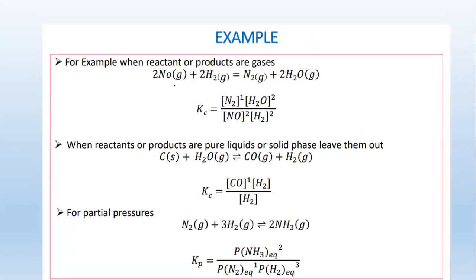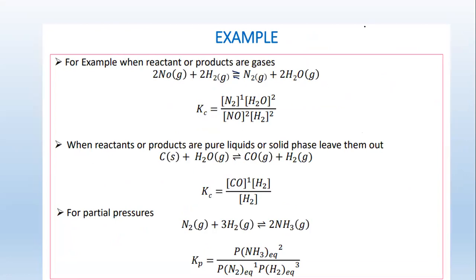Now let's have a look at these examples. For example, we have this chemical reaction, it is a reversible reaction, right? So 2NO reacts with H2 to form N2 and H2O. So if we want to write the equilibrium expression for this chemical reaction, we're going to say Kc is equal to the following.